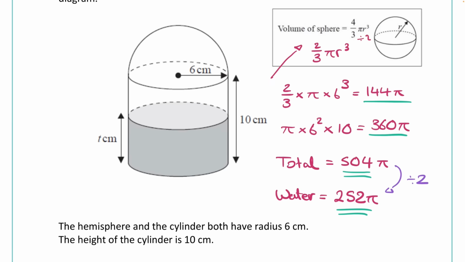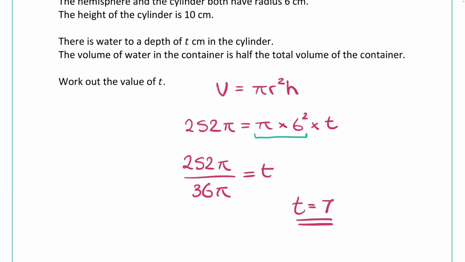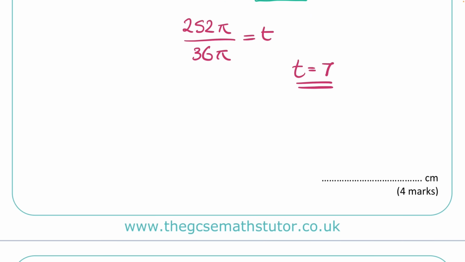So we had using the volume of a sphere as a hemisphere, so halving that, the volume of a cylinder, halving it for the total volume, and then working backwards with the volume of a cylinder. So quite a lot going on in that question, but we got the total height being 7.